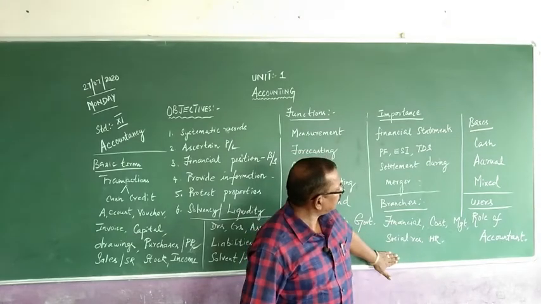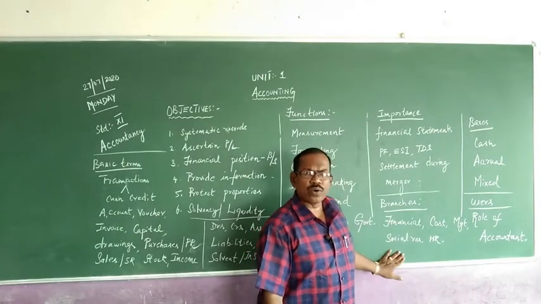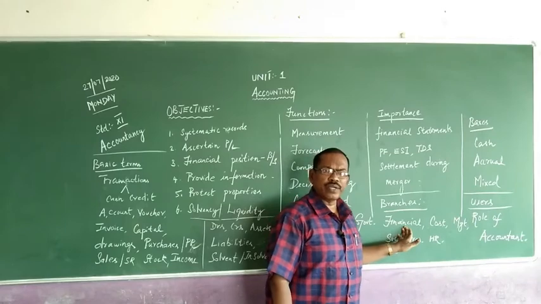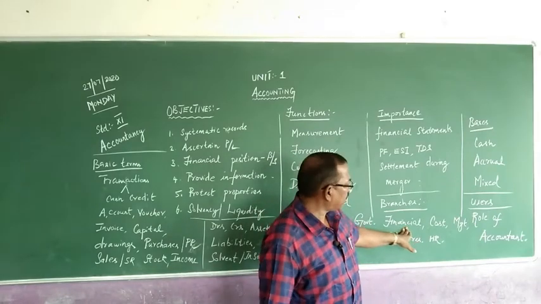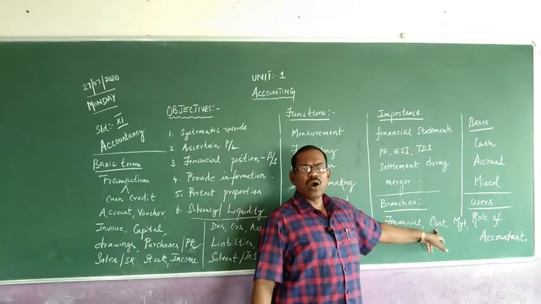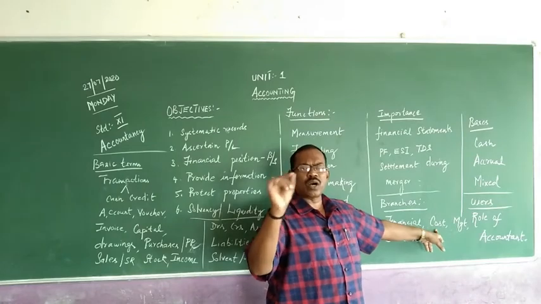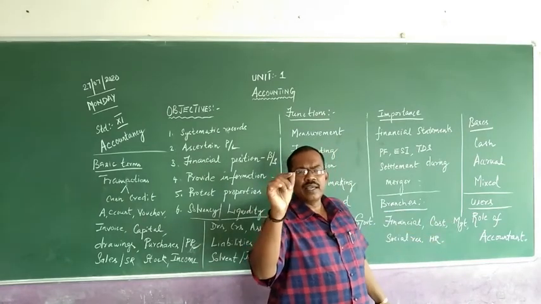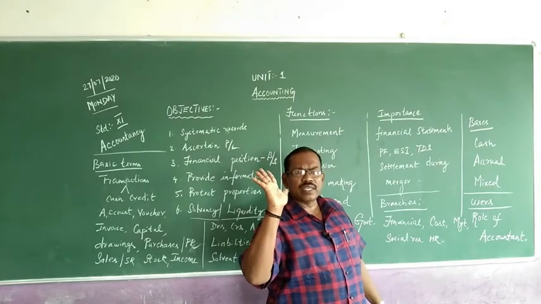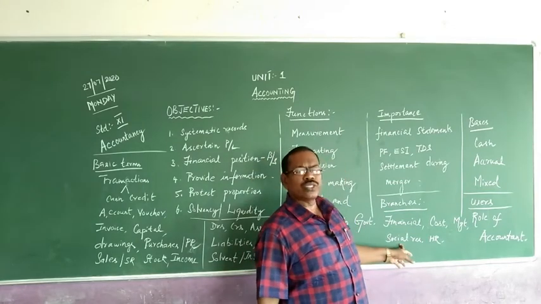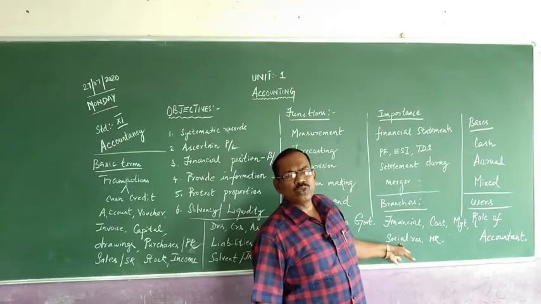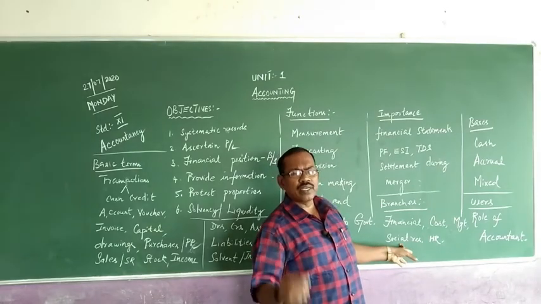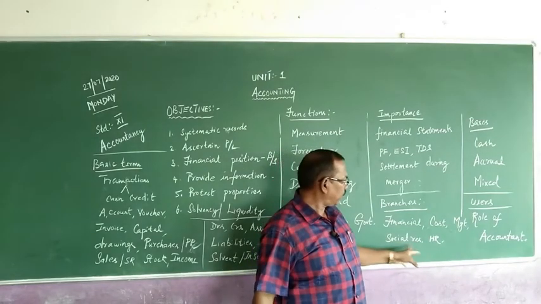So what are the branches of accounting? Financial accounting, which is also known as historical. Cost accounting, always concerned about cost, allocation of expenditure. Management accounting, always concentrates on decision making. Social responsibility is also taken into account in social responsibility accounting.